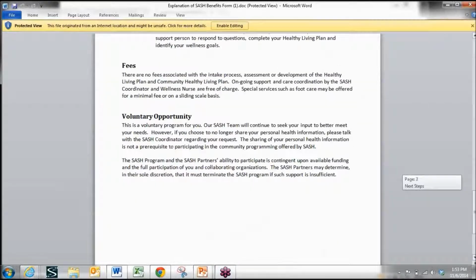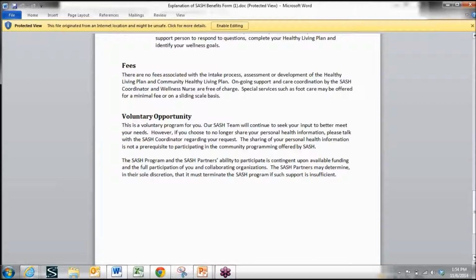And then lastly, this explanation of benefits explains again that this is a voluntary program, that it's completely up to them, their participation, that the SASH team will be looking for their input to better meet their needs. If for any reason they want to not continue to participate, all they have to do is contact their SASH coordinator. And then the very last paragraph makes it clear to them that the SASH program is only available because we have this funding through Medicare.